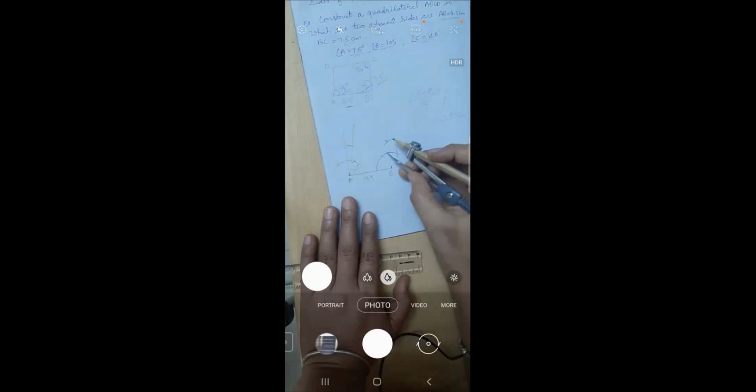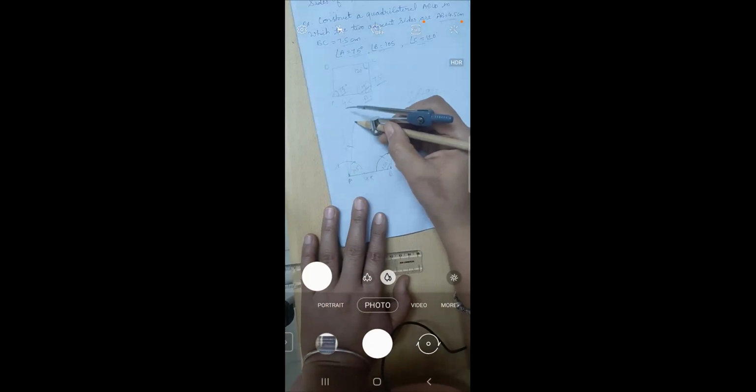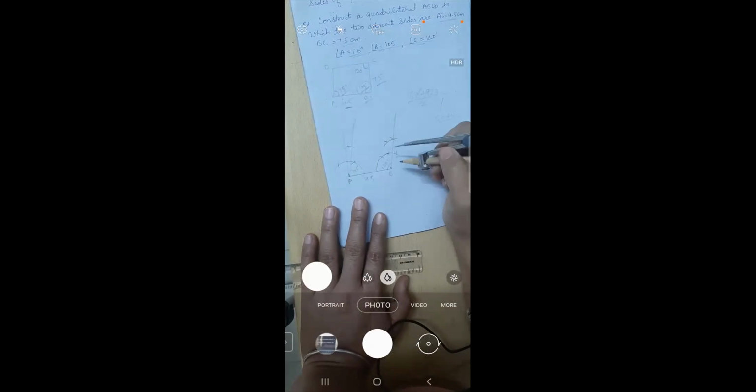Okay, so 90 is here. Draw an arc. 60 is here. Sorry, 120 is here. Draw an arc here, and this line would represent 120. Okay, so this is a 120 degree angle.